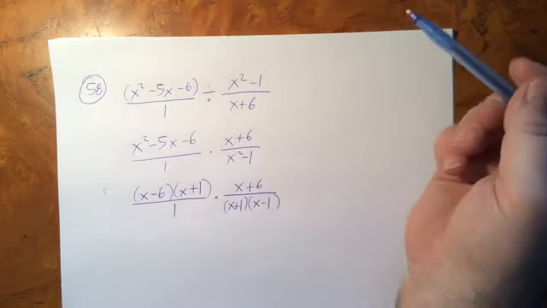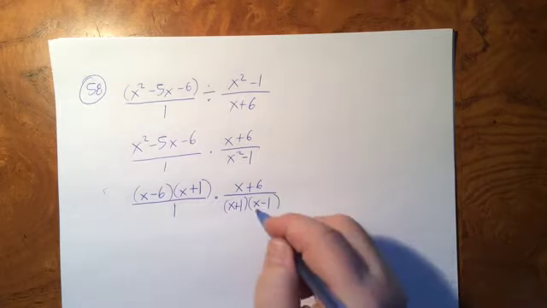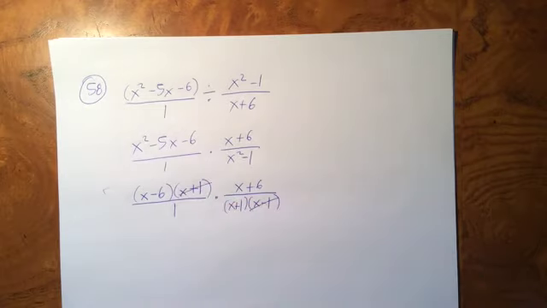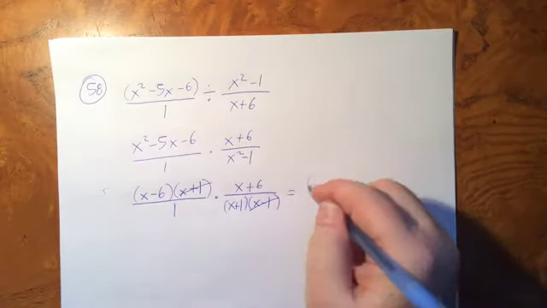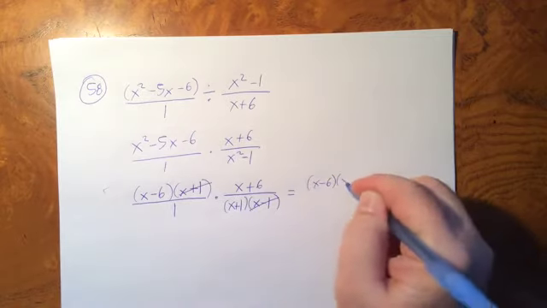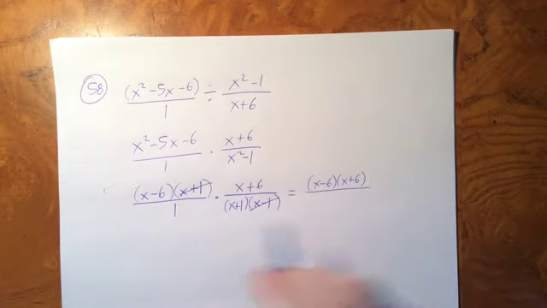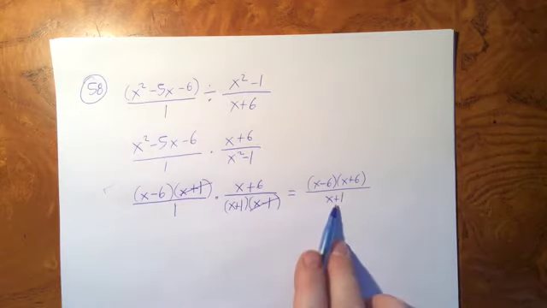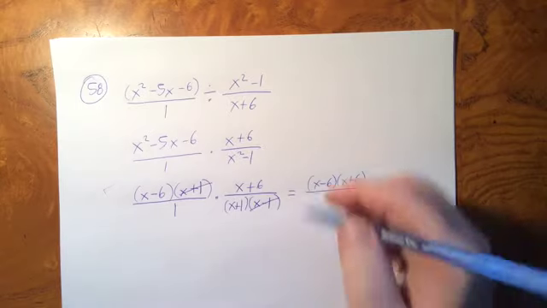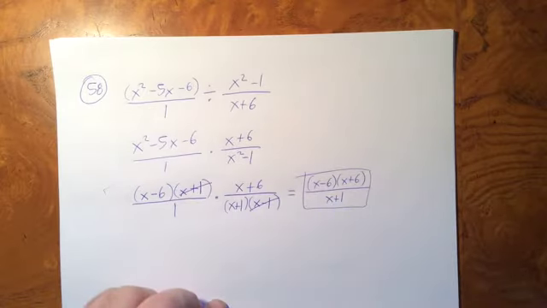So looking further into this now, we'll see that it appears the only thing that's going to reduce top to bottom is going to be x plus 1. And what we have left here is x minus 6 times x plus 6, and that's going to be over 1 times x plus 1. And because it's only 1, it won't affect the answer, so I don't have to worry about parentheses. So we write the answer in its simplest form here.